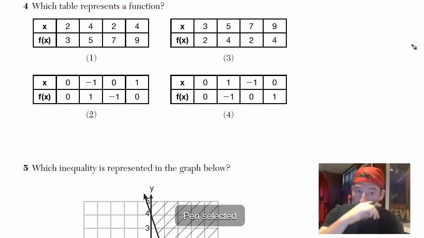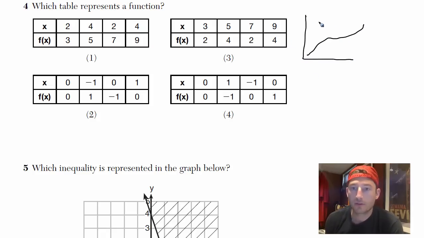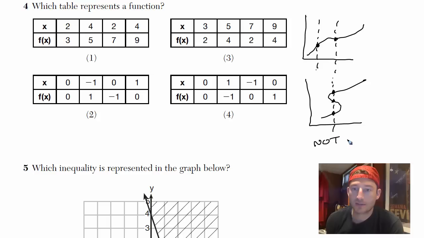All right, number 4. Which table represents a function? I love these questions because they're super easy to explain. How do I know I have a function with the graph? You ever do the vertical line test? If it only hits one point, you've got a function. If I gave you a graph like this, something weird like that, this one hits the graph in 3 spots. So this one is not a function. Not a function. Okay? So how do you tell that with situations like this?